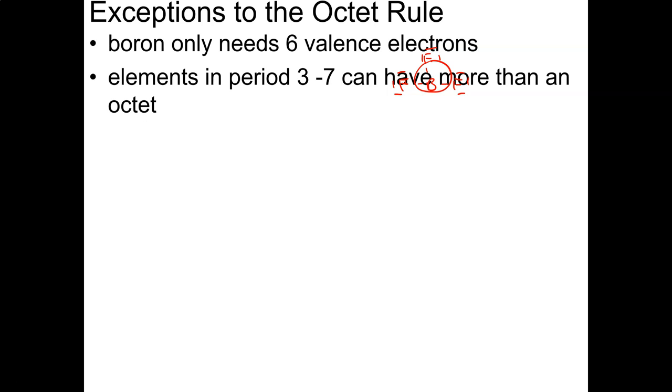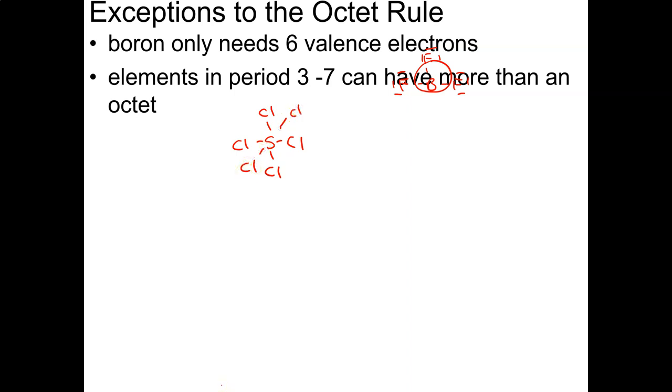Elements in period 3 and beyond can have more than an octet. What does that mean? Well, period 3 and beyond has a D block, right? Because D begins in the third shell. So because of that, elements can do something like this, which is pretty crazy. Notice we have 4 electrons. We have 8 right now, right? This is what they can do. They can do this crazy stuff.